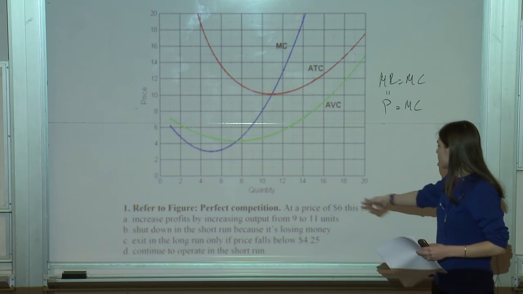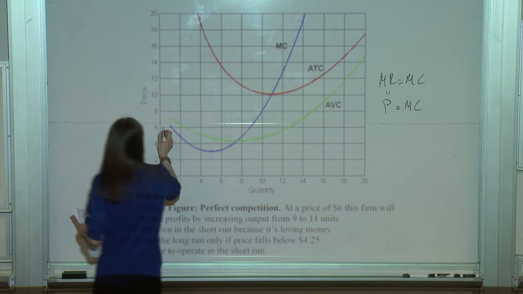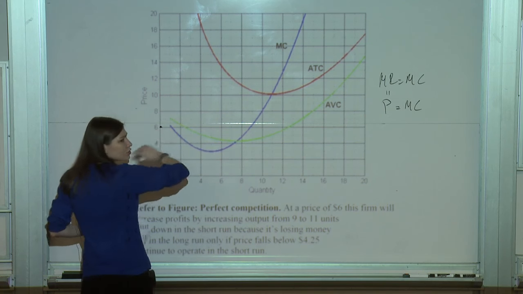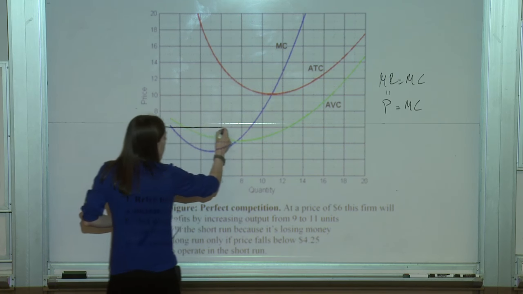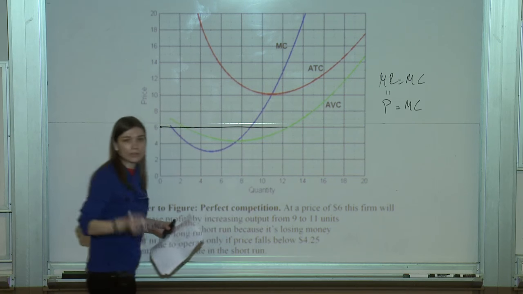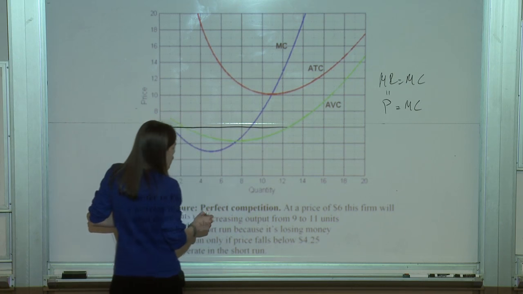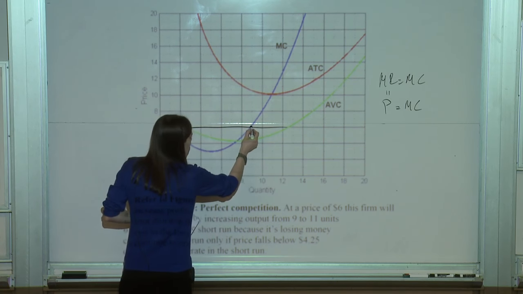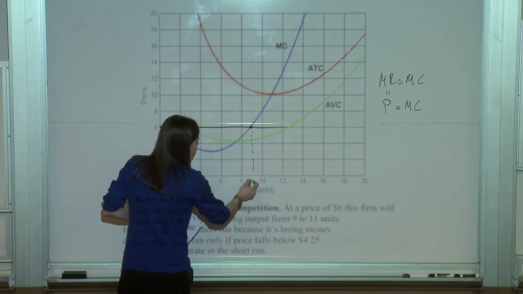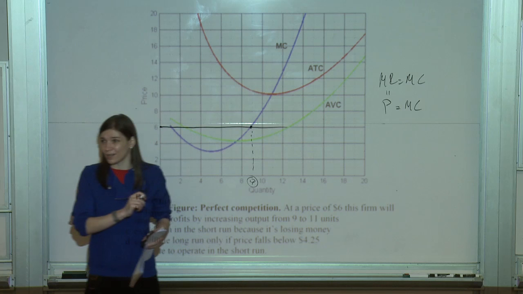We're given here that the price is $6, right? So $6 is here. Therefore, the marginal revenue is just a horizontal line at the price, and we need to see where it intersects the marginal cost curve. And this happens at this point here, which is approximately a quantity of what? 9. All right, so we know the profit maximizing quantity for this firm would be 9.